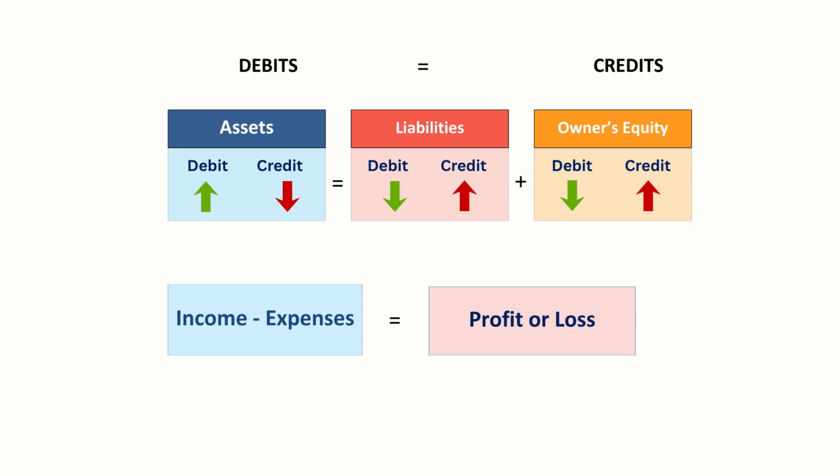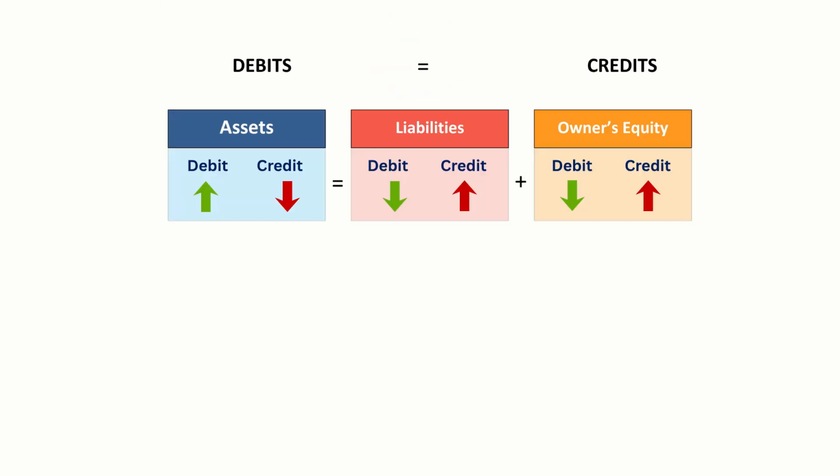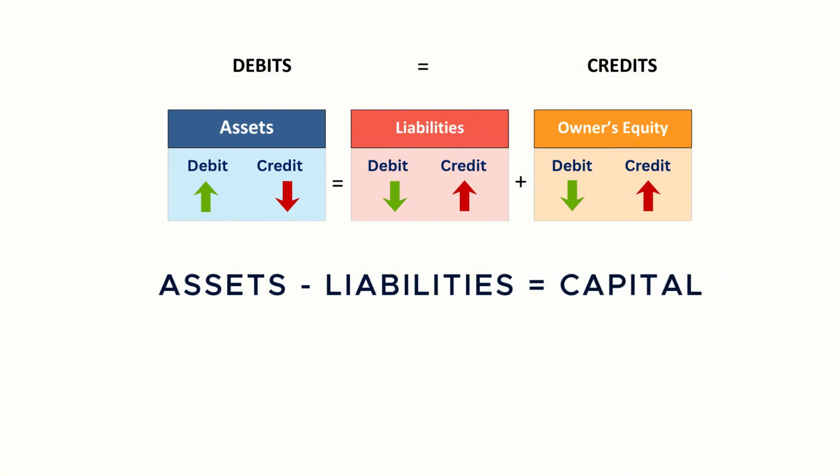Let's recap what we've already learned about double entry and accounts. We know that every transaction has two sides, a debit and a credit, and that they must always balance. We also learned that assets and liabilities form the foundation of our accounting equation. Assets minus liabilities equals capital. This shows what the business owns versus what it owes, and the difference represents the owner's share, the capital.